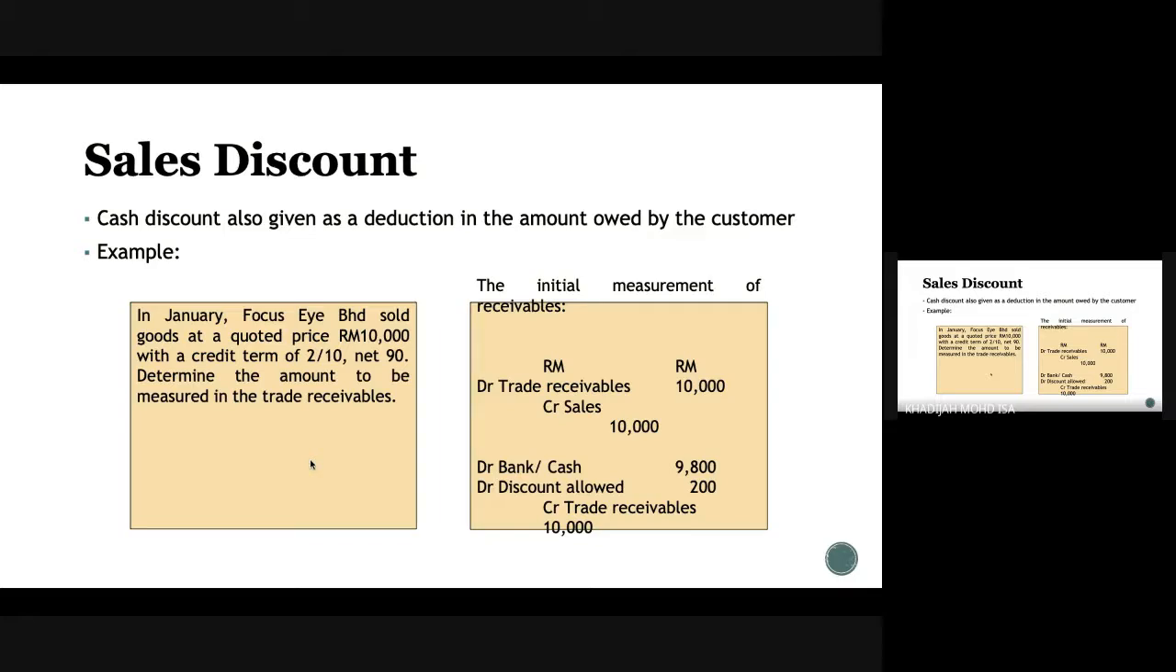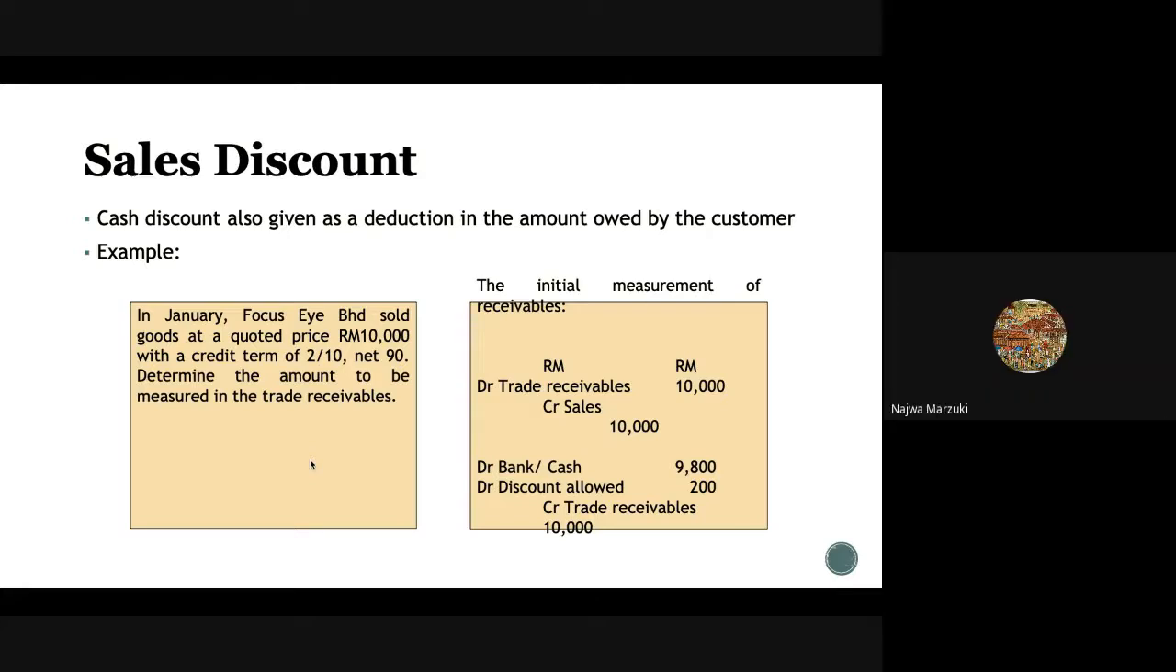Right? But you credit your receivable 10,000. Why? Because in the first place, you have recorded your receivable as 10,000. But why do you only pay 9,800? Because you pay within the 10 days period. So you get a 2% discount. Is that clear?